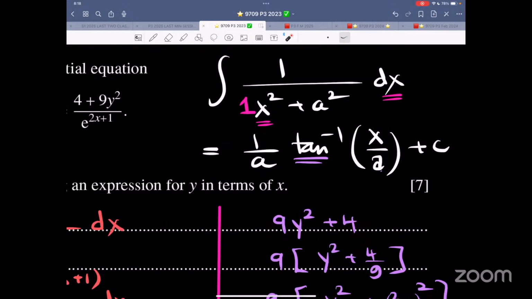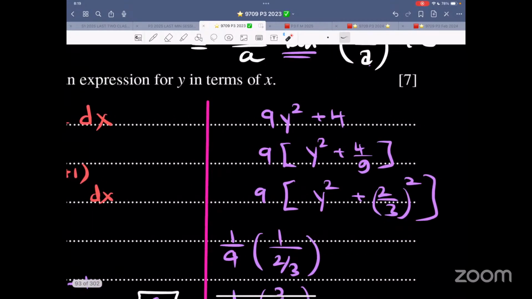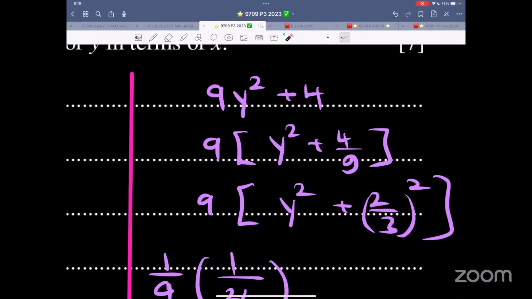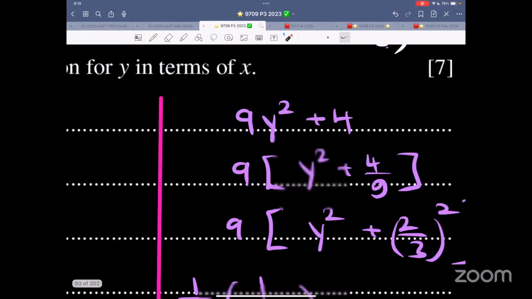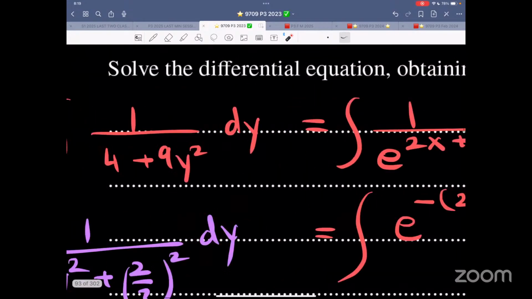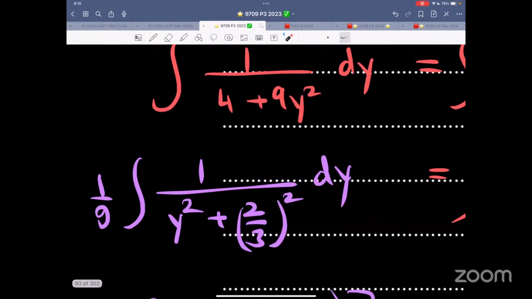This is 1 over x squared plus a squared. That is 1 over a tan inverse x over a plus c. Now just focus on this thing, 9y squared plus 4. That is 9 common, y squared plus 4 over 9. That is 9 common, y squared plus 2/3 whole square. And the next thing I'll just show you over here. So first thing is this. Write it like this. That is the first and foremost thing.